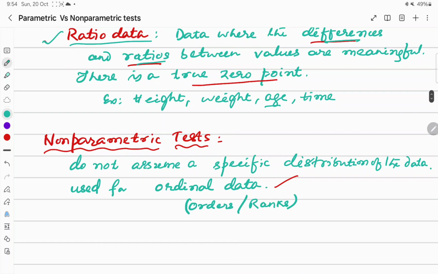So the non-parametric tests usually use ordinal data: interval data and ratio data for parametric tests, ordinal data for non-parametric tests, and they do not assume a specific distribution. In parametric tests we assume a specific distribution, mostly the normal distribution, but in non-parametric tests we do not assume a specific distribution of the data.